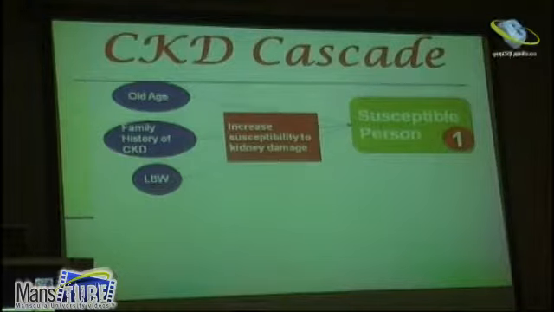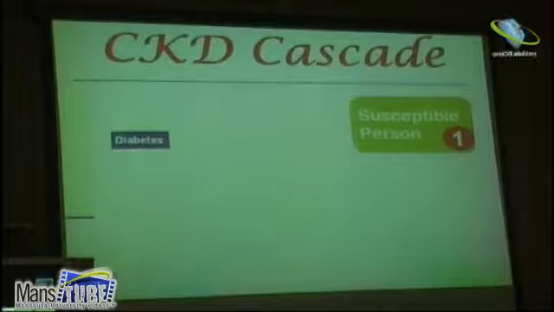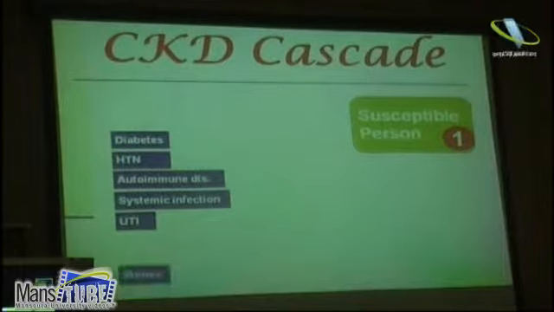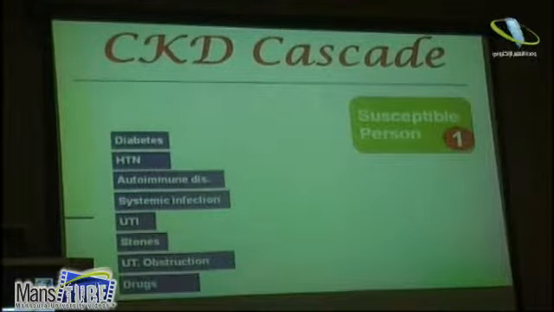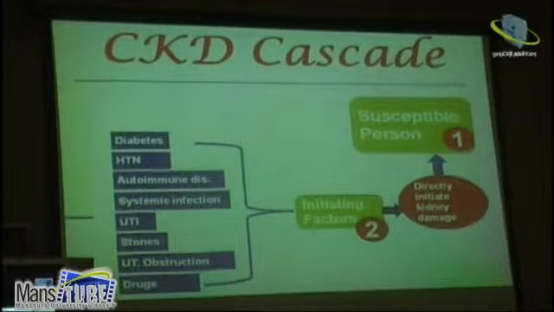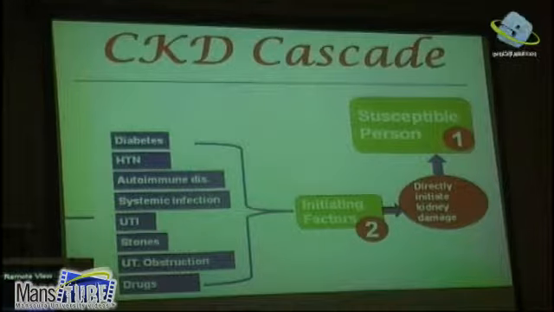So when another risk factor like diabetes, hypertension, autoimmune disease, systemic infections, UTI, stones, urinary tract obstructions, and using drugs or herbal remedies, all these issues can directly initiate kidney damage, especially in a susceptible person. So knowing a susceptible person, this will be our target, rather than exhausting myself in taking medicine, drugs, etc. And if I know these initiating factors and I tackle all of them, I can do something for these patients.